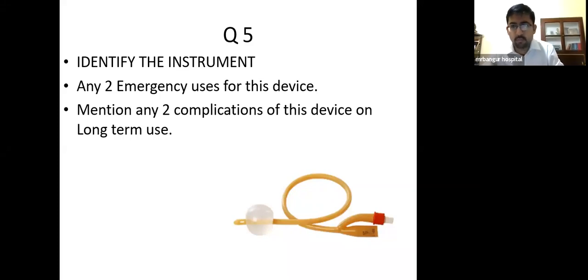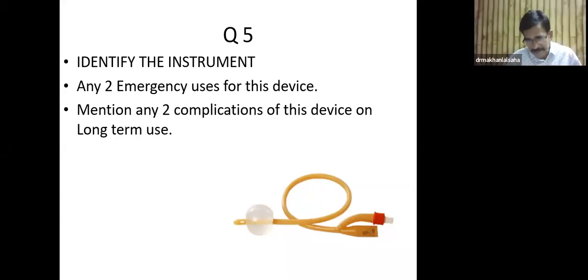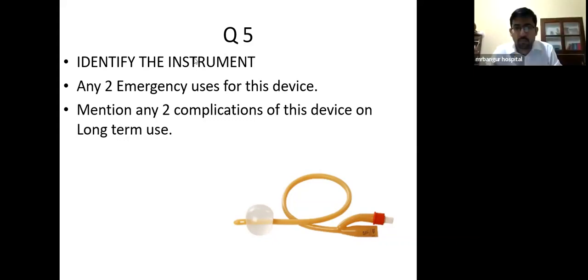Balloon capacity, I'm not sure about, sir. It is written there. If you can see, you read it out. If you cannot see, you can say that it's not seen. Most of the time, the size and the balloon capacity are in the same place. So two emergency uses for this device: one, in case of acute retention of urine, and second, it can be used for atonic PPH, sir. Two complications of this device on long-term use, sir: infection and blockage.